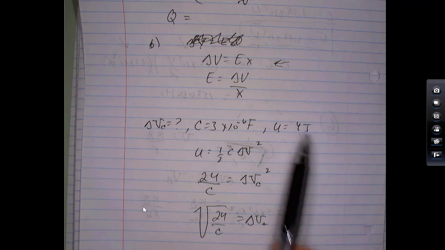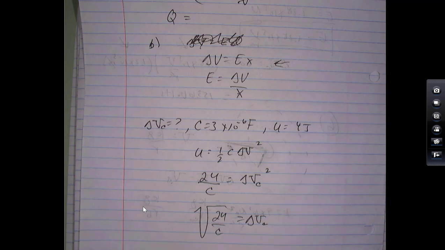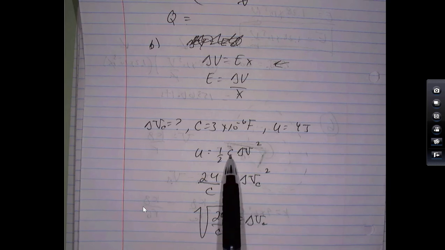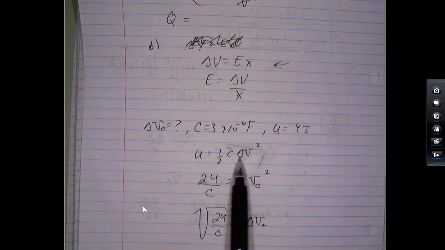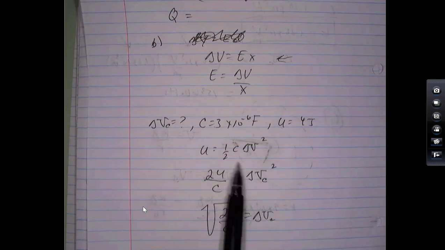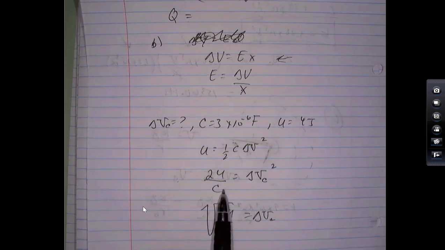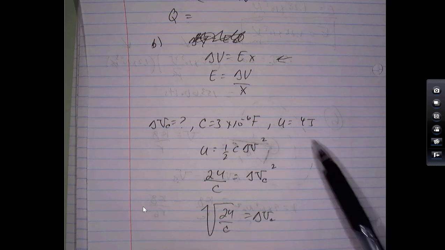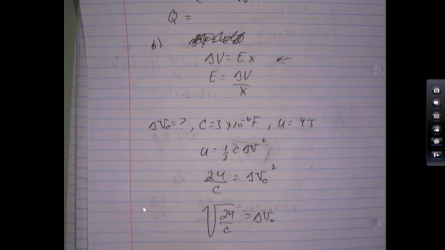So again, how much voltage do you need for a 3 microfarad capacitor if you're going to store 4 joules of energy? The energy in a capacitor in terms of C and delta V, that's what I just looked up. Why did I use this one? Well, it's because I'm given this, and I'm looking for this one. So multiply both sides by 2, divide by the capacitance, that's delta V squared. Take the square root of both sides. SI units, we're good to go. We can figure out the voltage.